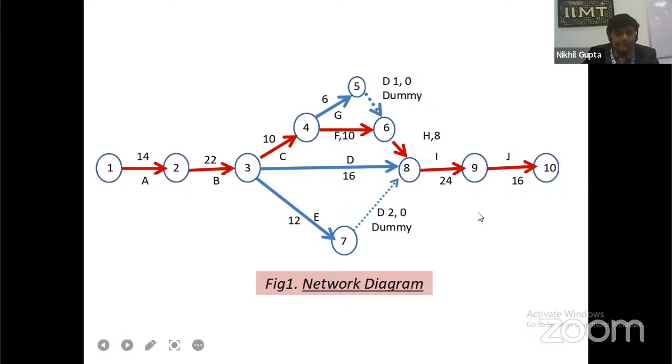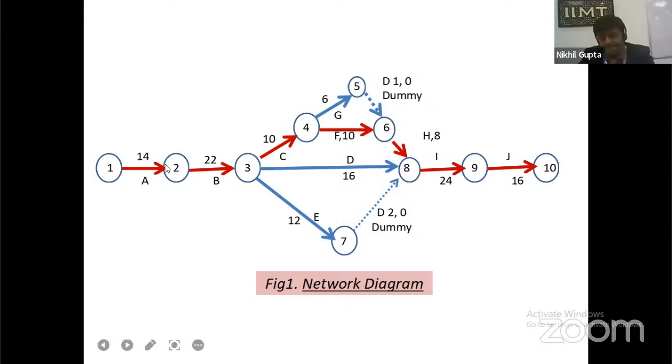Similarly, activity I follows activity D and activity H, and it takes 24 days, and J follows activity I and takes 16 days. This is the network of all the tasks given in the project. Now we calculate the critical path and other parameters.